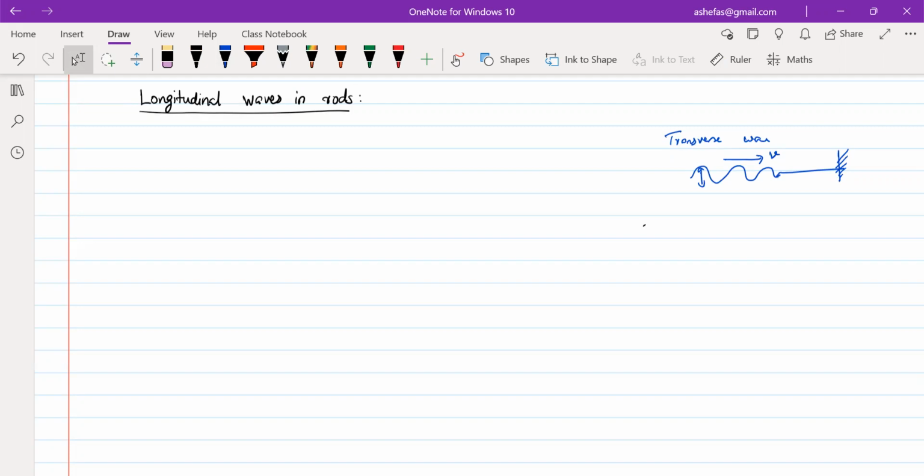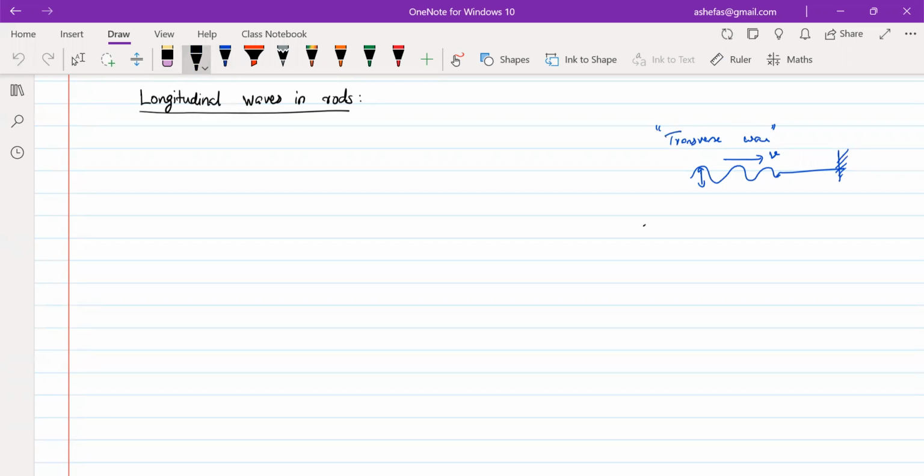The longitudinal wave is produced if the oscillation is parallel to the direction of propagation. So how can we produce longitudinal waves in a rod? We already discussed how to produce transverse wave in a stretched string. The transverse wave can be produced by oscillating the free end of a stretched string. So how can we produce a longitudinal wave in a rod?